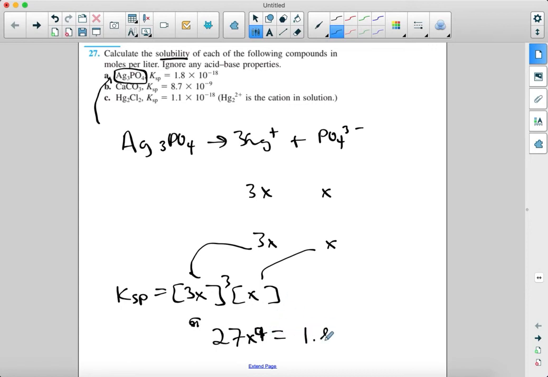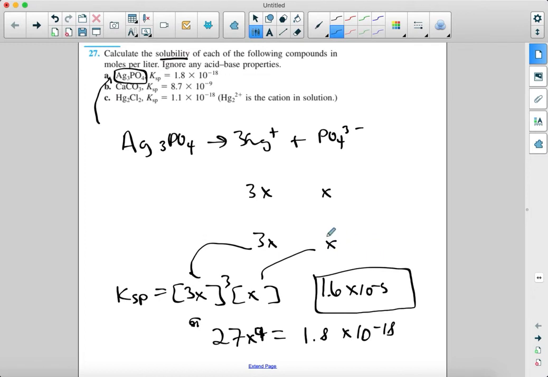So I just dropped the KSP, 1.8 times 10 to the negative 18th, down there. And then all I'm going to do is 1.8 times 10 to the negative 18th divided by 27. And then I'm going to take the 4th root of it. I'm going to go second function, root 4, and I end up with 1.6 times 10 to the negative 5th. That would be my solubility.